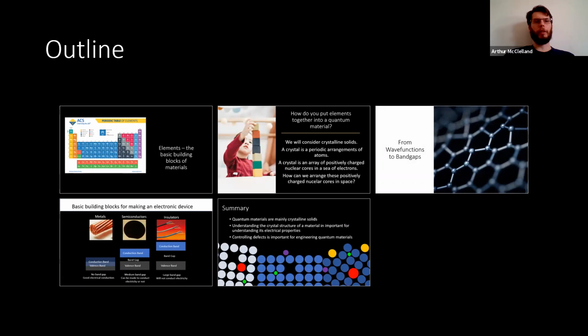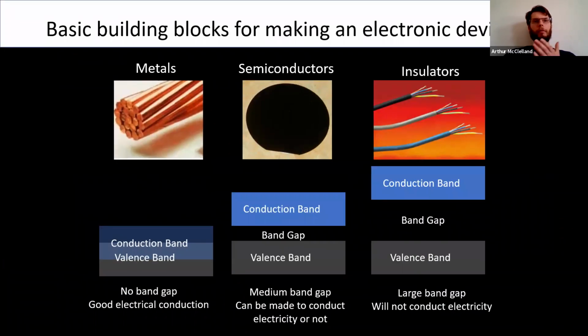All right, so let's talk a little bit about where we've gotten to. We're trying to work up to building some sort of new quantum device. And the basic building blocks for making a device are metals. We want to be able to conduct electricity where we want it to go. And in metals, there's no band gap. The conduction band and valence band overlap each other. And so the electrons are free to flow. There's always some electrons that are free to go whenever an electric field is applied.